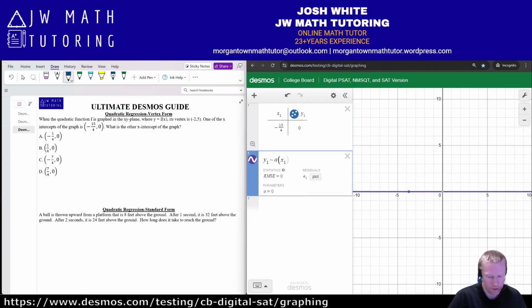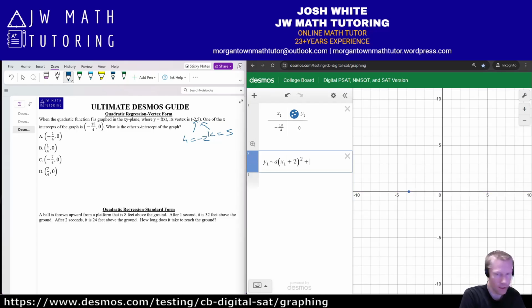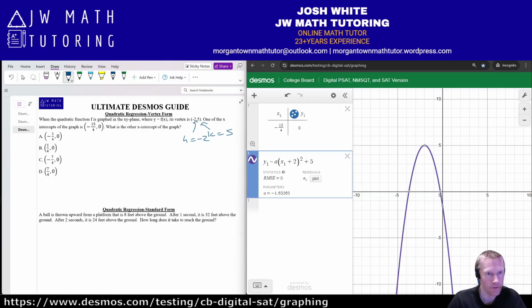So now I'm going to type in the regression statement in vertex form. Notice here, this is my h value, which is -2, and this is my k value, which is +5. Because vertex form is x minus h, it's x minus -2, which really becomes x plus 2. We'll square that, and then we'll add the +5. Now I have the graph of this quadratic function. Here is the -15/4, -3.75 intercept. Over here is the other intercept. It's at -0.25. Hopefully you recognize that is equal to -1/4. So the correct answer for this problem is letter A.